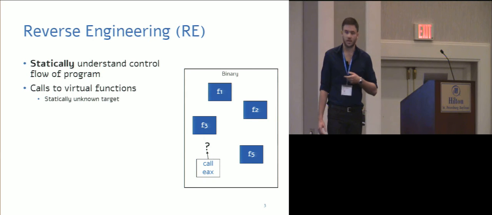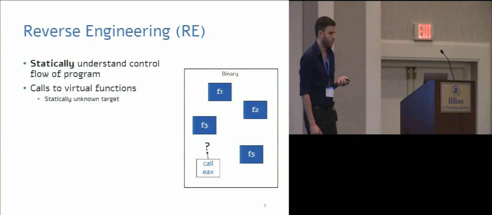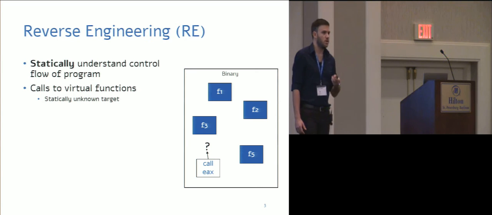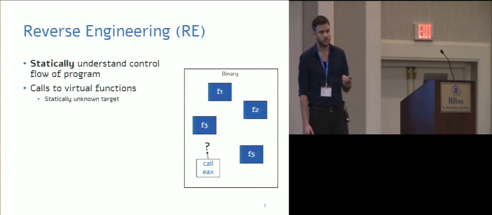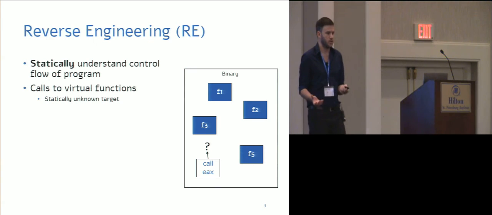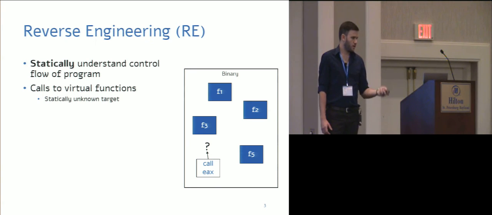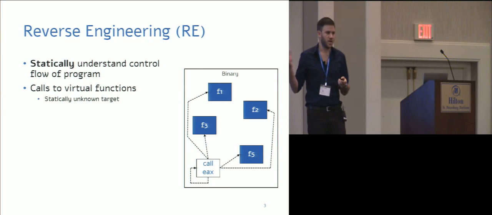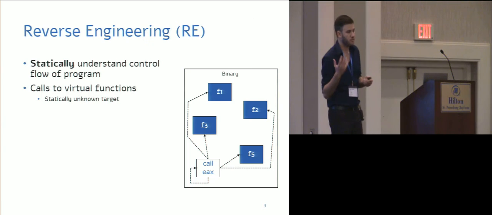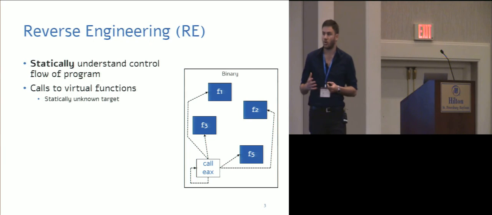If we focus on a single edge, even determining that single edge can prove to be very difficult if that edge is the result of a call to a virtual function. The reason is that the target for such a call would be dynamically computed instead of statically determined, and therefore we have no easy way of statically knowing the target. And in such cases, we're going to have many possible targets that the reverse engineer needs to consider before we can understand what the program is doing.